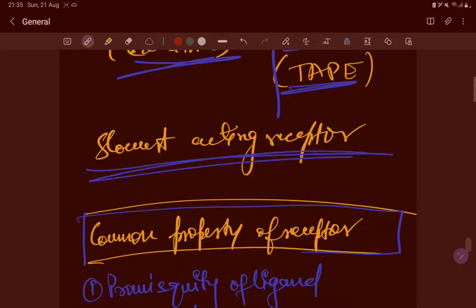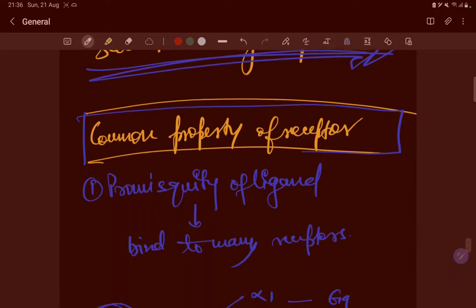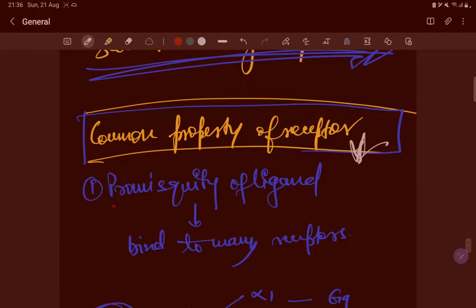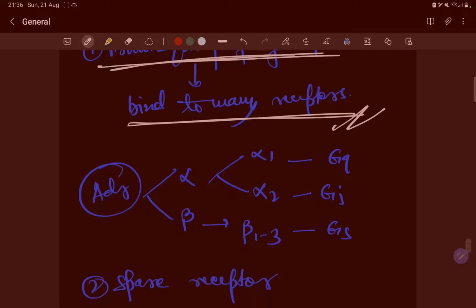Now these are the slowest acting receptors. Now the common property of the receptor is the promiscuity of the ligand. That means it binds to many receptors. ठीक है, it binds to many receptors. Ligand can bind to many receptors.